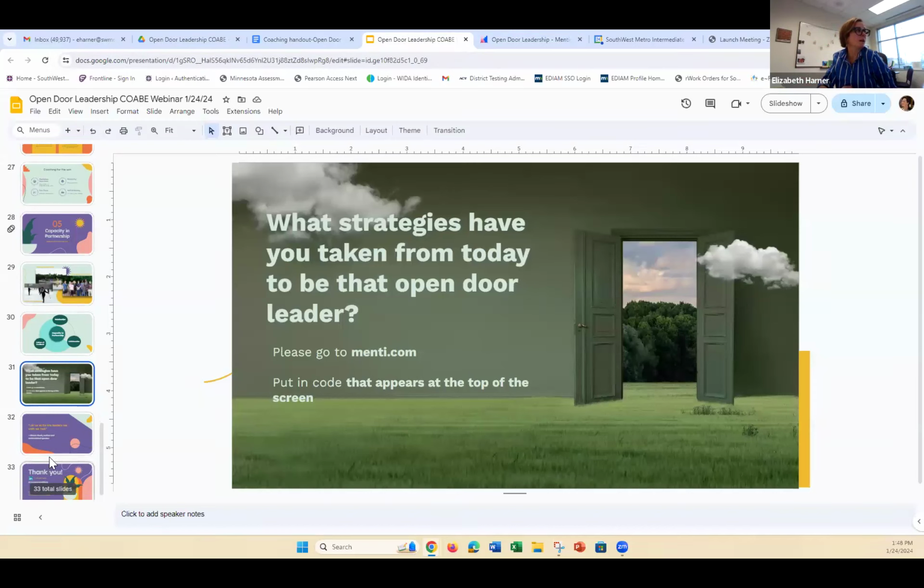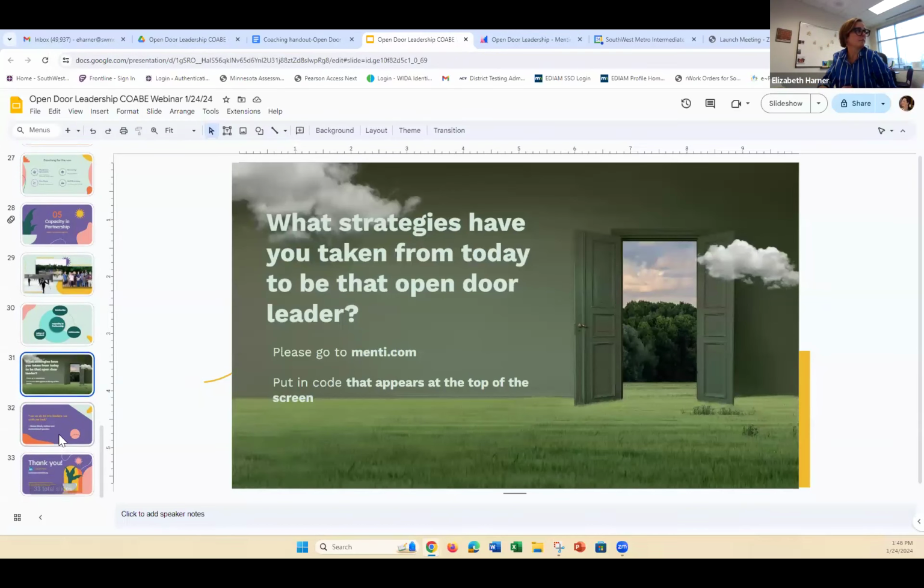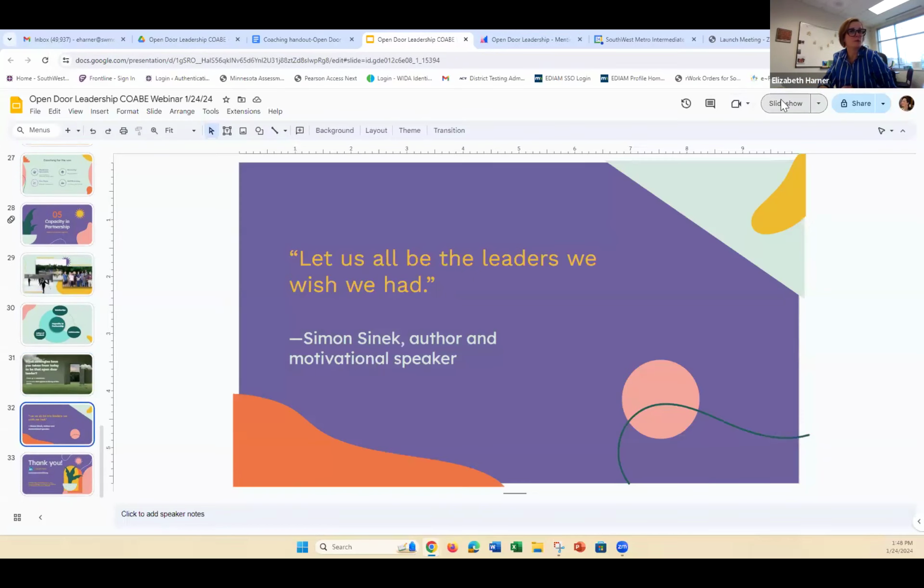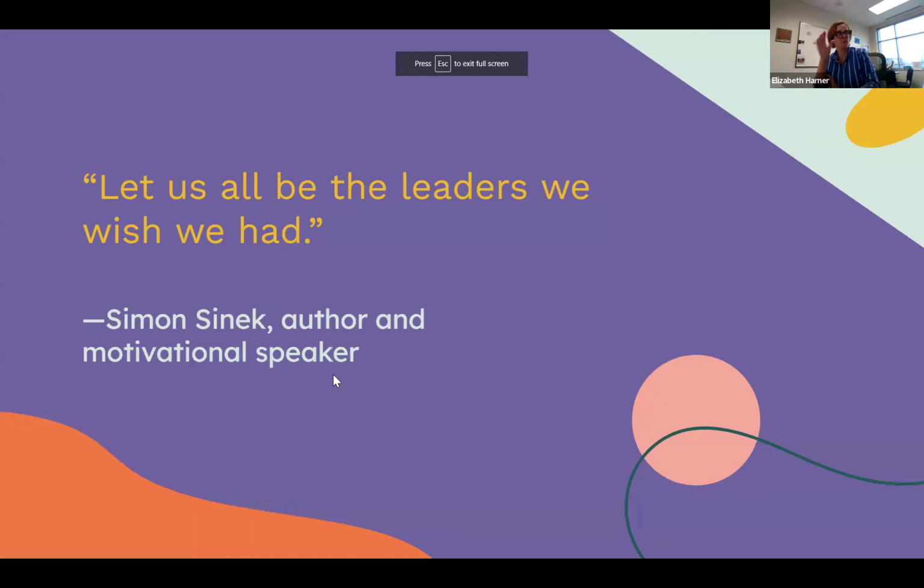And I'm gonna give you my information, and I'm gonna leave you with this quote. I love this quote: let us all be the leaders we wish we had. I think this is so true. When you go from teaching to leadership, or if you just came right into leadership, I think we all know we would like to be the leaders we wish we had.